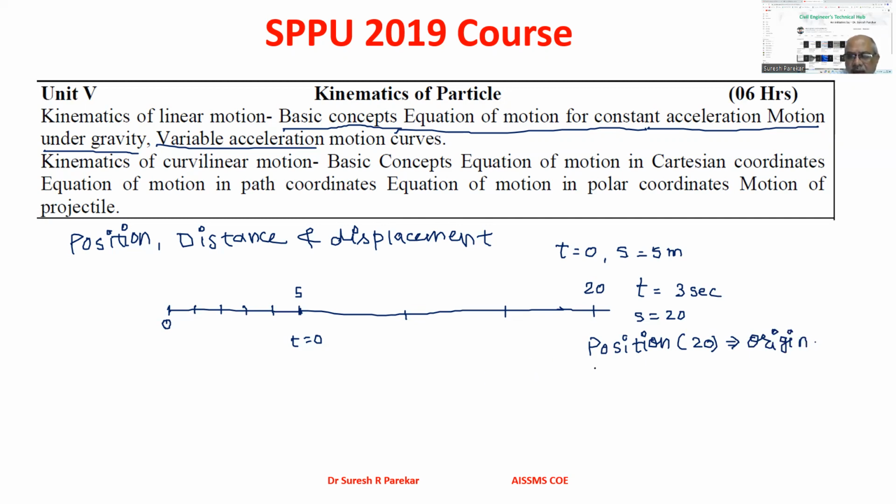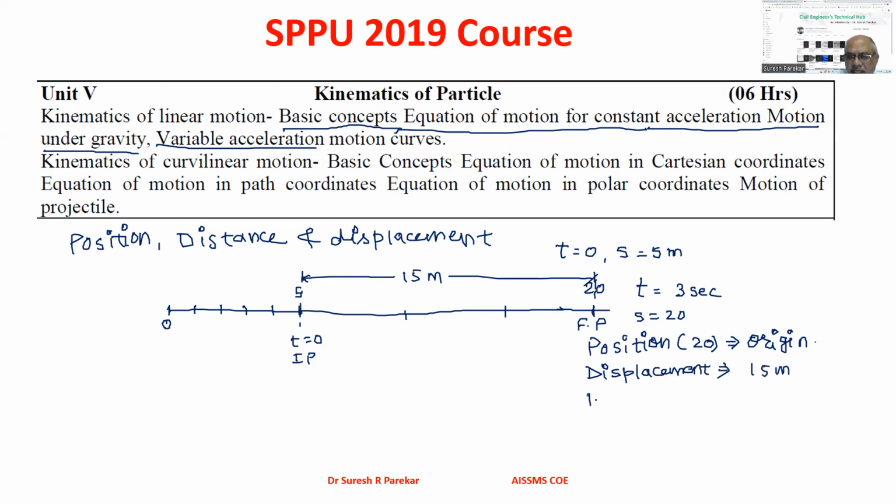Now second we have displacement. Already we have seen what is displacement: the shortest distance between initial and final position. So we have this as initial position, we have this as final position, and then we have this as 5 and this as 20. So what will be this distance? This distance is 15 meters. So I have displacement 15 meters.